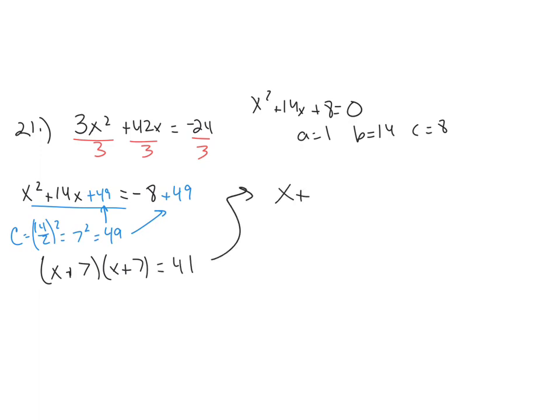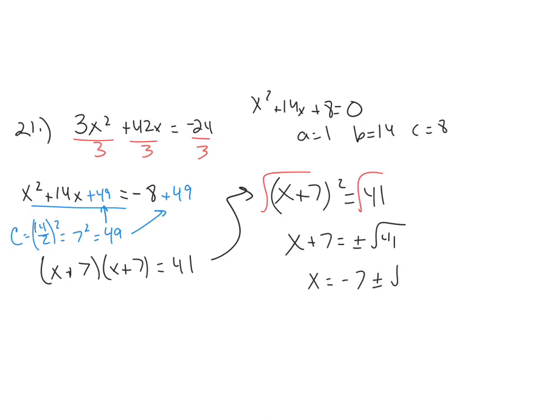Now remember, x plus 7, when they match, can be written as x plus 7 squared, which means I'm now able to use Pennants backwards. So I square root both sides. I end up with x plus 7 equals plus or minus the square root of 41. Now I can subtract 7 from both sides, I get negative 7 plus or minus the square root of 41. And that is it for 21.